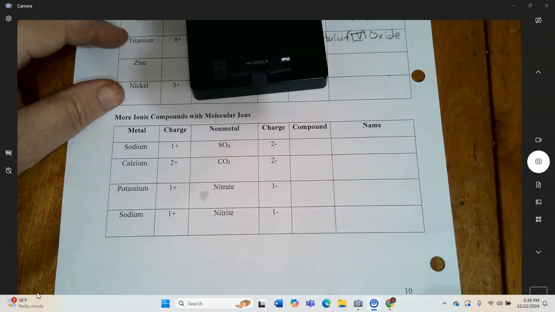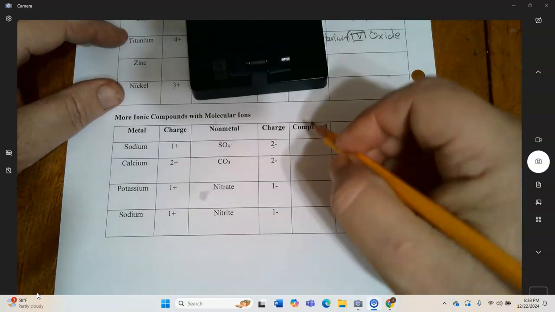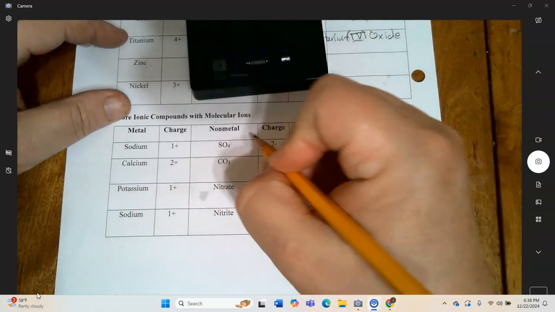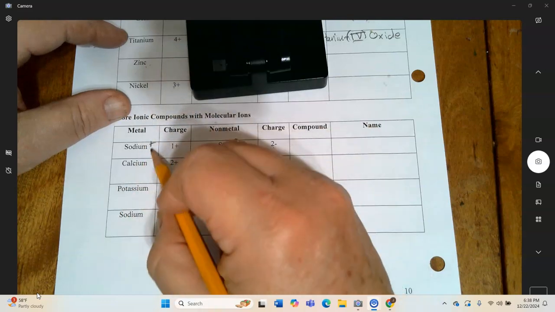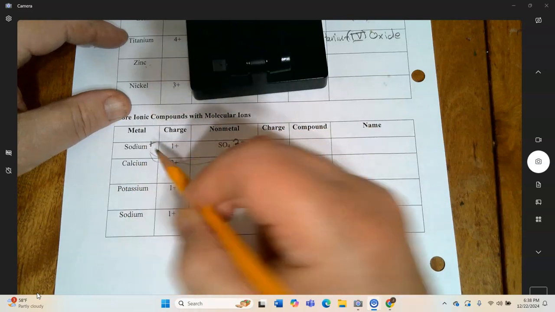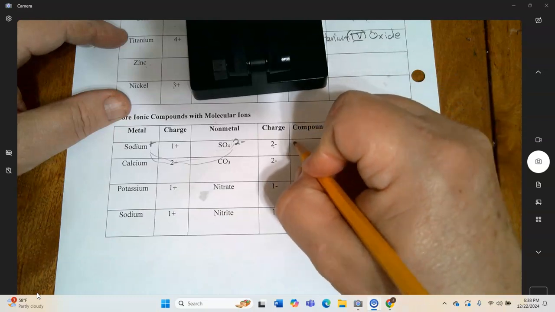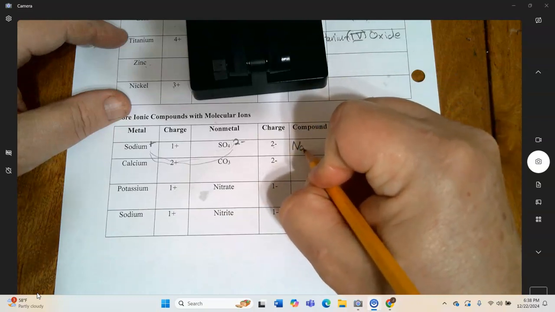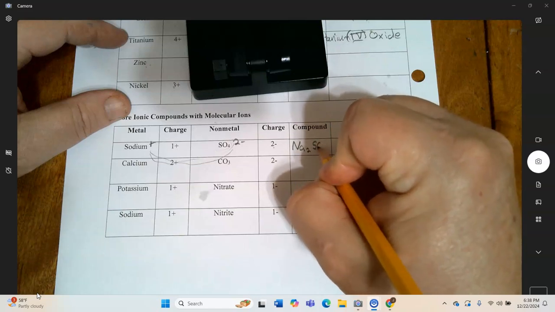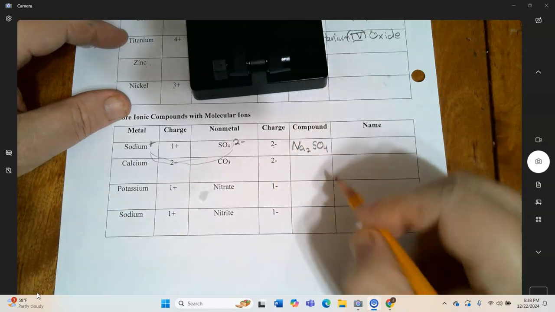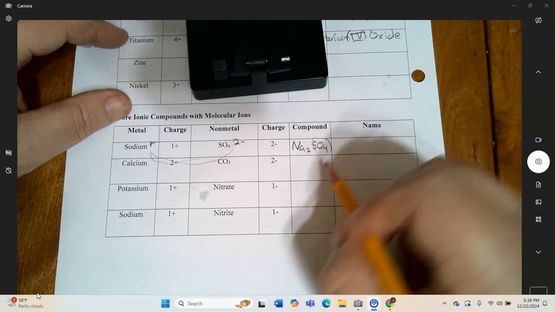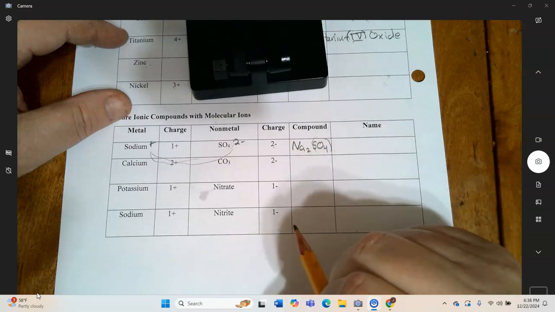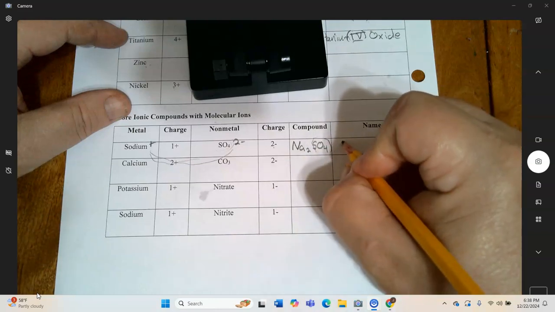All right, so sodium has a 1+ charge. Sulfate has a 2- charge. So you can just write it right here if you want. 2-, 1+, and you cross the arrows like that. And what you end up with is Na2SO4, sodium sulfate. Okay? So there's a 1 at the end. If you put it in parentheses, there's a 1 at the end there, but you don't have to do that. So it's Na2SO4. All right, and that's going to be sodium sulfate.